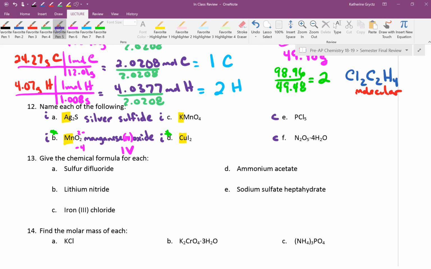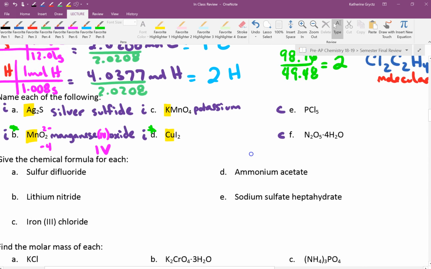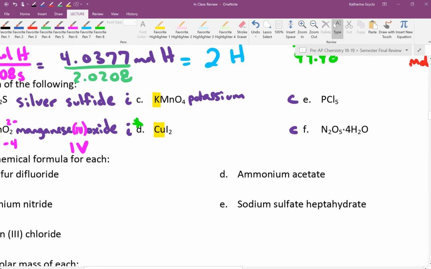Okay, for letter C, the name of the positive one is potassium. We don't change that. And then that second thing is a polyatomic ion. So this is not one of the ones you were asked to memorize. So on a review, it's fair game because you can look it up. On the test, you'll be limited to the ones that you were asked to memorize. There should have been 10 of them. But MnO4 is called permanganate. Okay, we didn't need a Roman numeral, just that.